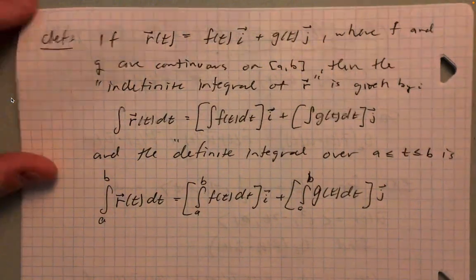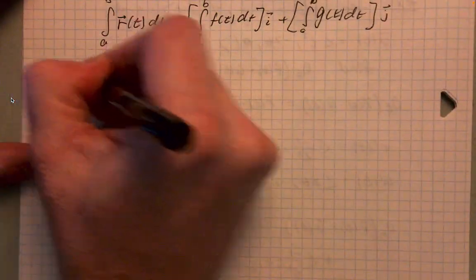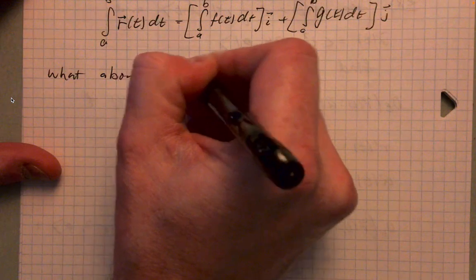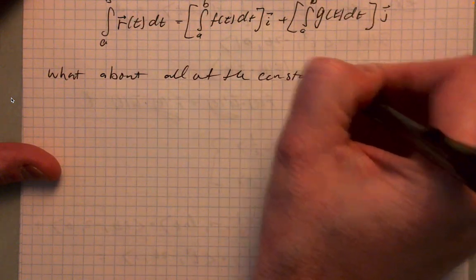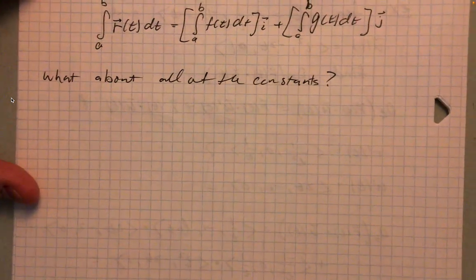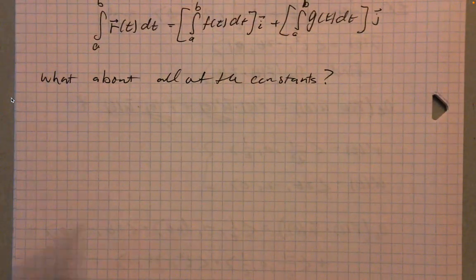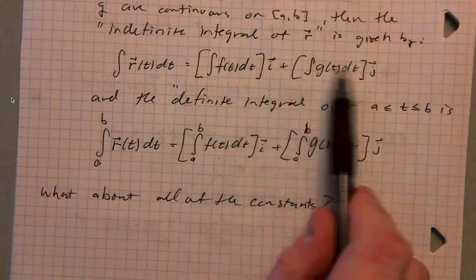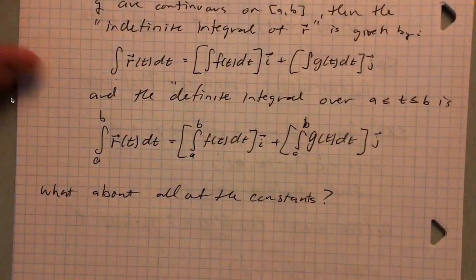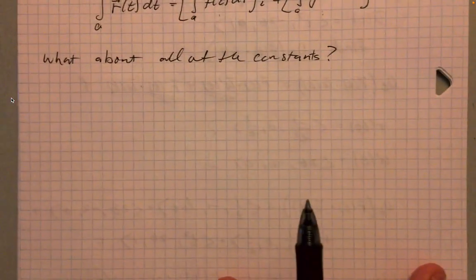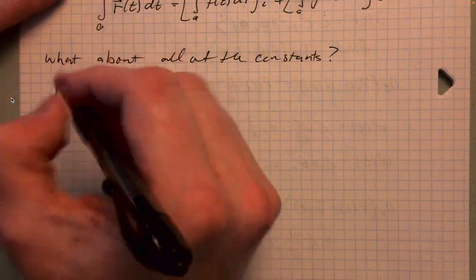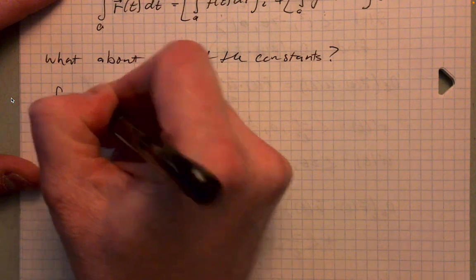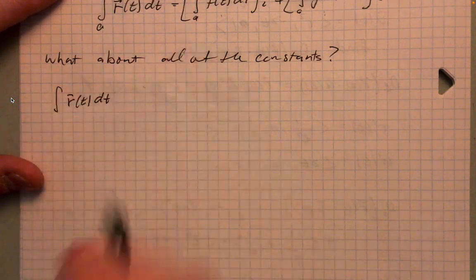Now, what happens with the constants of integration? Right, because there'll be constants here. If you're dealing with a two-dimensional vector, you should have two constants of integration. Right, these two pieces right here. If it's a 3D vector, you're going to have three constants. So how do we think about this? Well, here's what you want to think about, right? So this obviously applies just to the indefinite integrals.